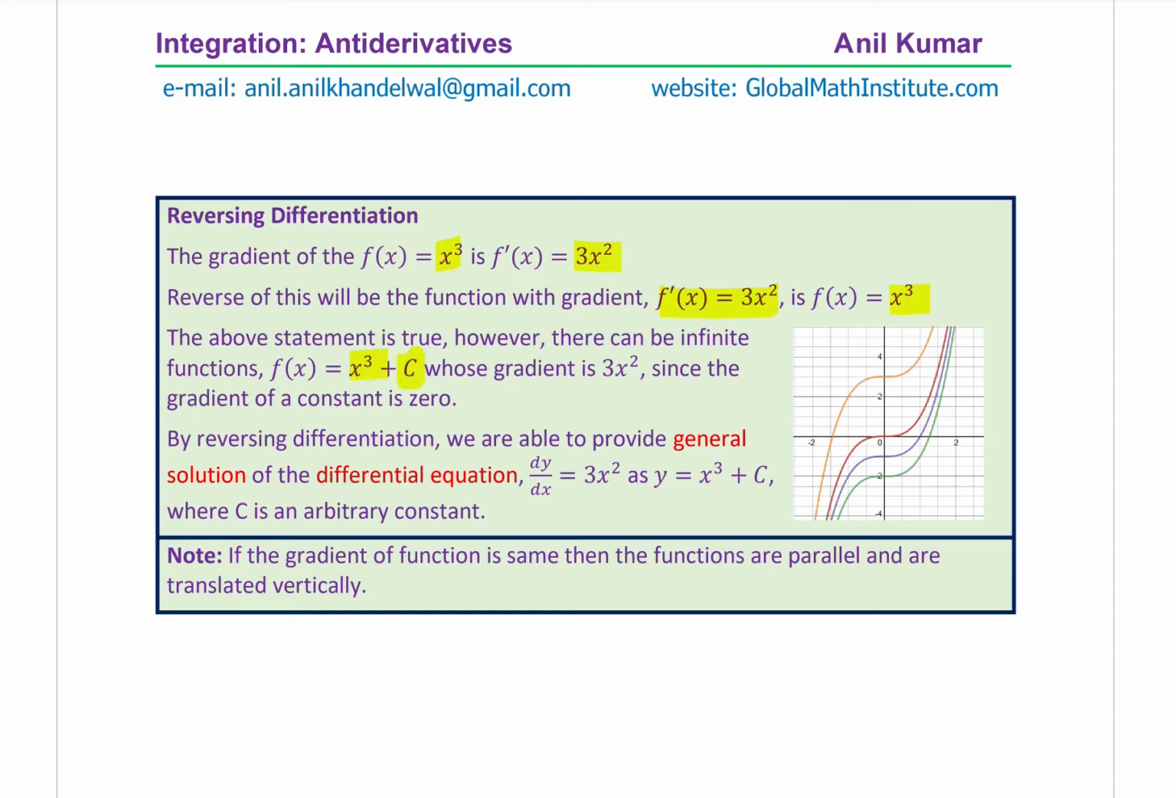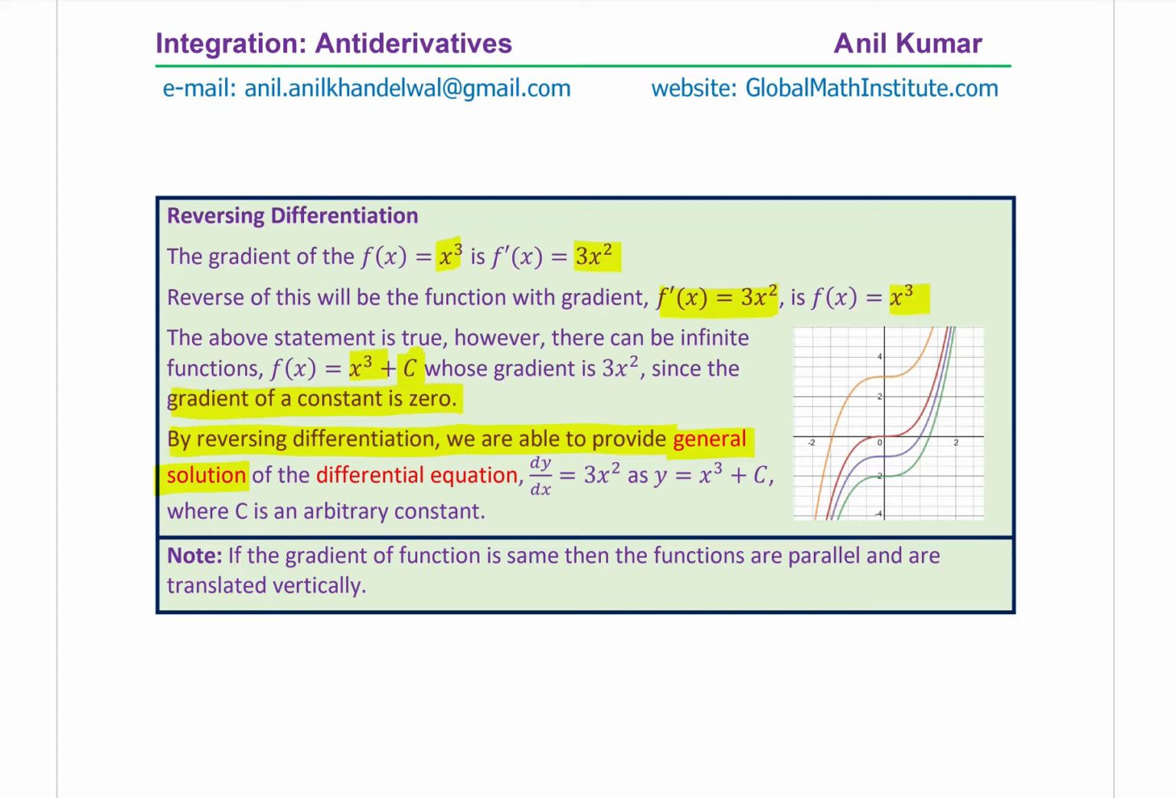So now, the above statement is true. However, there can be infinite solutions. f of x is equal to x cubed plus c, whose gradient is 3x squared, right? All the functions x cubed plus c will have the gradient of 3x squared, since the gradient of a constant is 0, right? So that's important to understand. The gradient of a constant is 0. That gives you a hint that it is not a direct relation, right? It's not a one-on-one relation. By reversing differentiation, we are able to get a general solution, not a specific solution, right? We are not very sure about a particular solution.